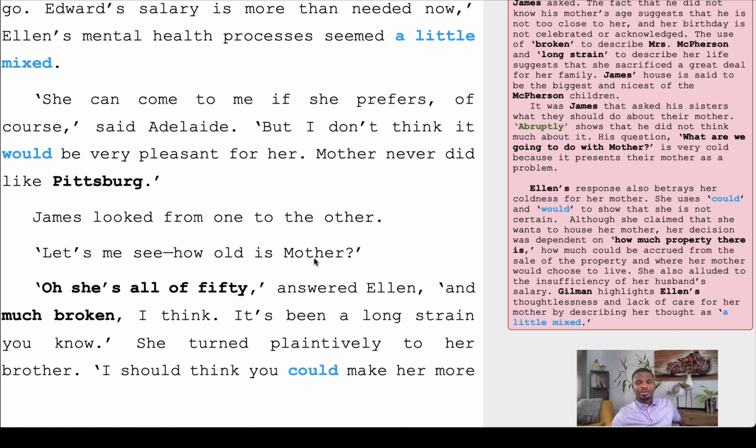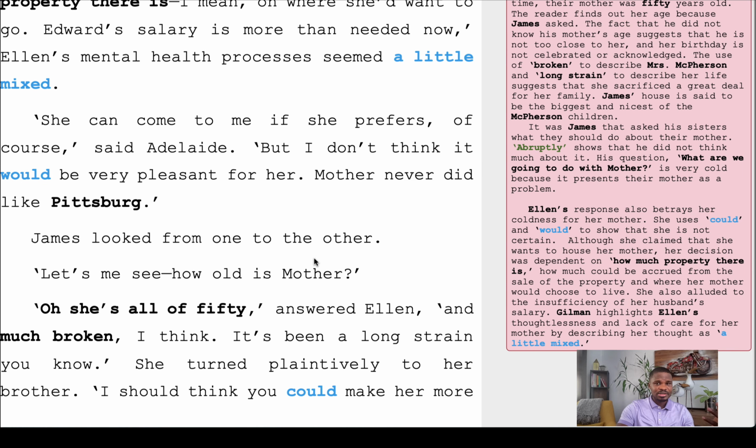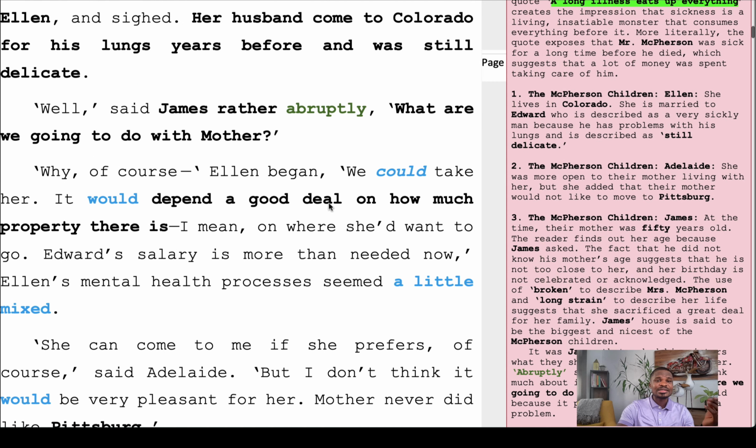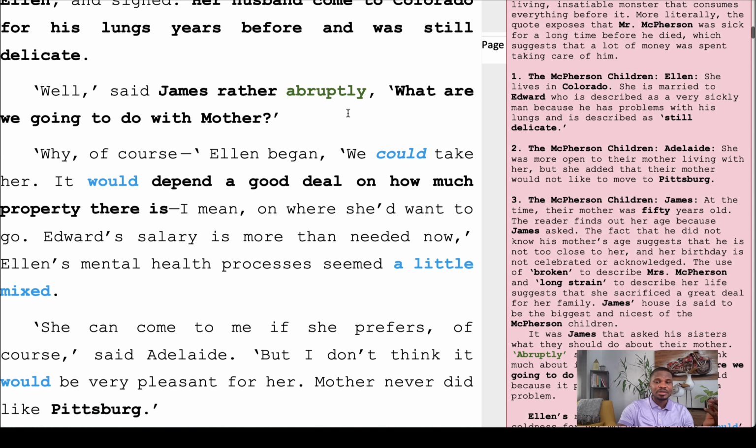So one of the things we see here is the exchange, the dialogue between the siblings. I'm going to talk about the importance of dialogue, the fact that Gilman uses dialogue to allow the reader hear verbatim the words or the communication between the siblings. Now we are told here that it was James that asked his sisters what they should do about their mother, and we see that he asks. We are told that he asked it abruptly.